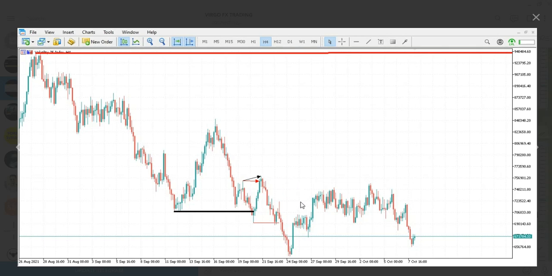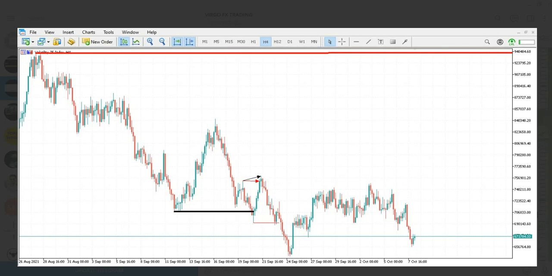Okay, so the break of market structure will always be below, not above. So where is that break of market structure? It is down here.